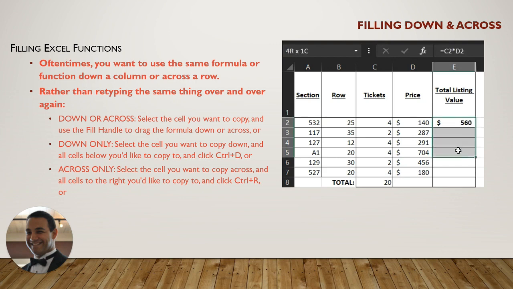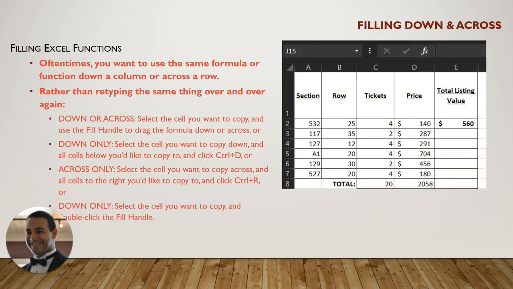Another option is to select the cell you want to copy down and all cells below it that you want to copy to, and clicking Control-D. Or if you're going across, you can select the cell you want to copy across and all cells to the right that you'd like to copy to, and click Control-R. Finally, if you're filling down a column, you can also select the cell you want to copy and double-click the fill handle, and it will automatically fill down the entire column.